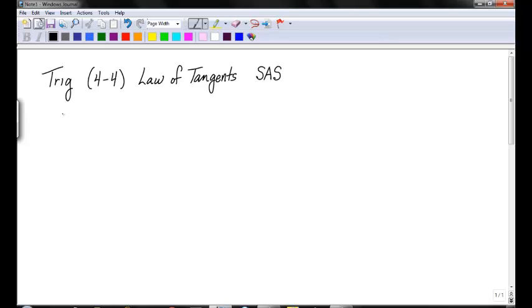Okay, there's three formulas. We're going to write these down in the notes first, and then we're going to put them on the card. It's side A minus side B in the numerator over side A plus side B in the denominator equals the tangent of half of the difference of angle A minus angle B over the tangent of half the sum of angle A plus angle B. Okay, that's one formula.